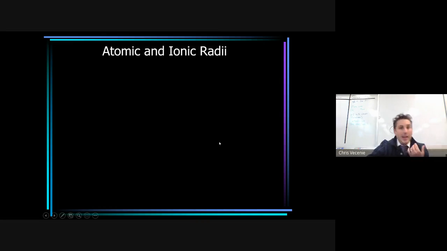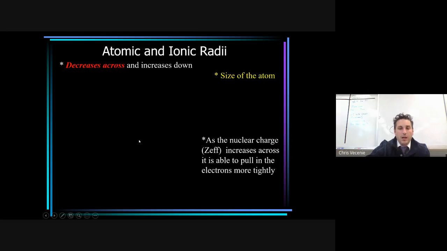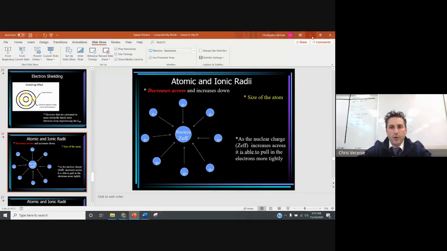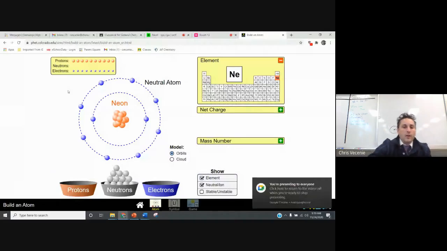If we want to explain trends in radii, why atoms get bigger or smaller in a direction, it depends on which direction we're going. So I first remind you of what the trend is. Radius decreases across. Atoms get smaller going across, and they get bigger going down. What I'm focusing on right now is, why do they get smaller as we go across the periodic table? The best way to do that is to build an atom for you. If I take you over here, what I have here is the ability to build an atom.